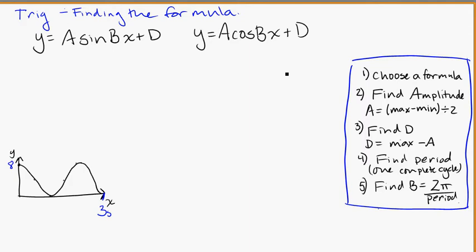So I'd like to look at how to write the formula for a trig equation if you've just been given the graph to look at. And the first thing that you have to do is make sure that you actually know the basic standard transforms for it. So you kind of have to memorize, if you haven't memorized already, the format for these guys.